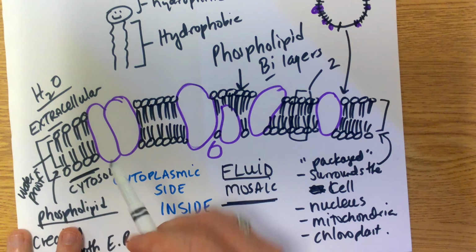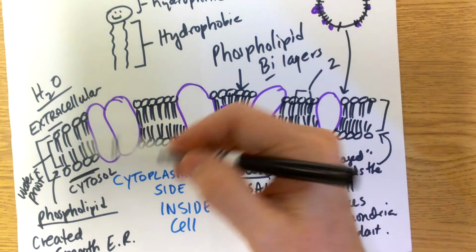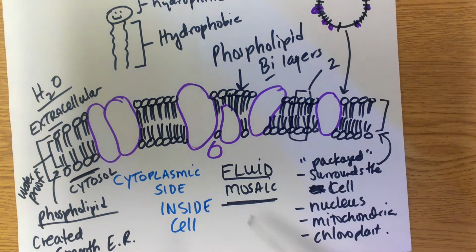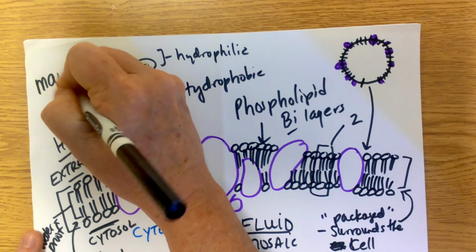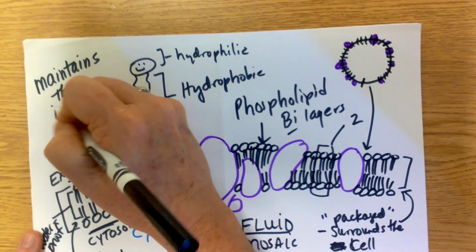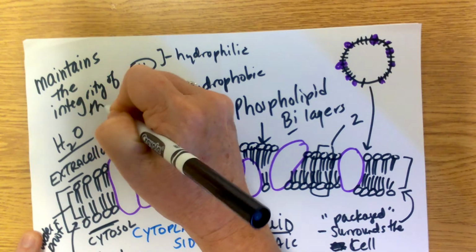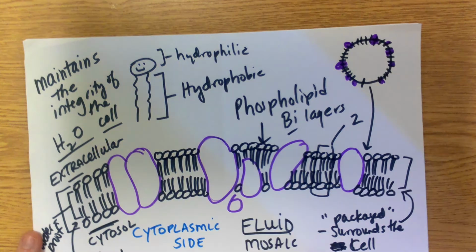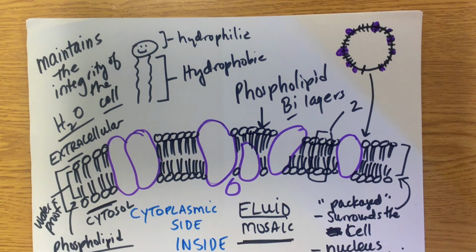You are not getting through this membrane if you're water. You cannot just come in and out of the membrane. And so this is what keeps and maintains the integrity of this cell. So we're going to put that up because that's a big one. So the membrane maintains the integrity of the cell. And that just means it keeps things out that should stay out, and it allows things to come in that it wants to come in.